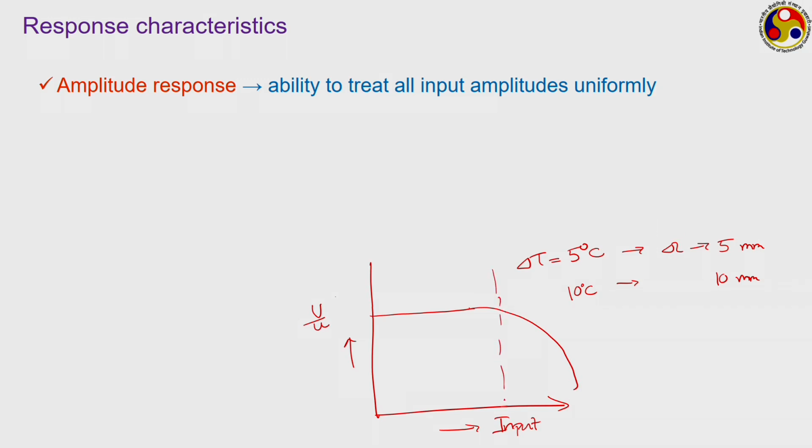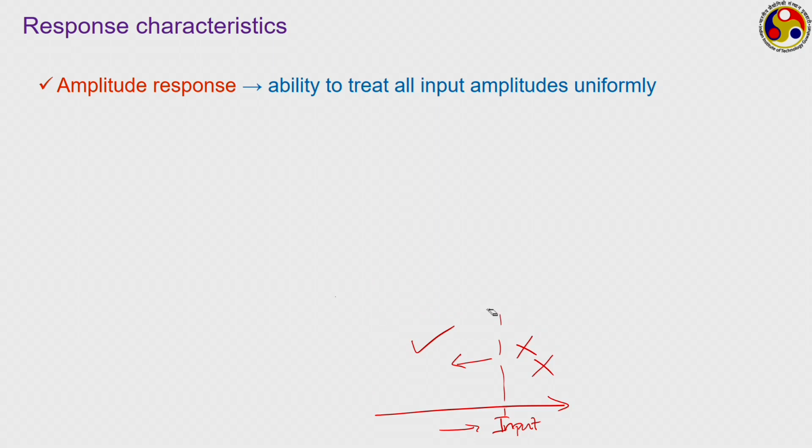In that case, this device can be used only over this range. We can't use it for this range because it has a poor amplitude response in this particular range, but the amplitude response is very good in this range. Think about two periodic signals. We are just repeating this similar kind of example.